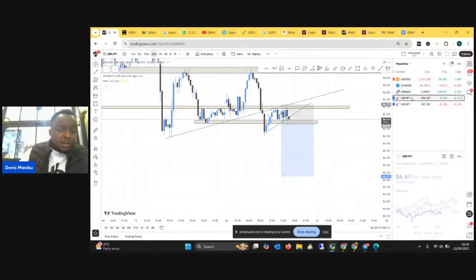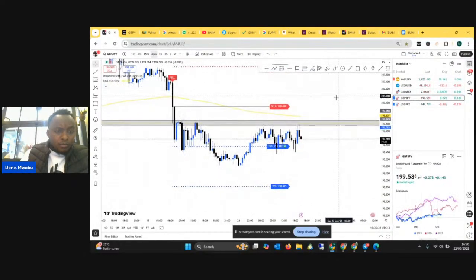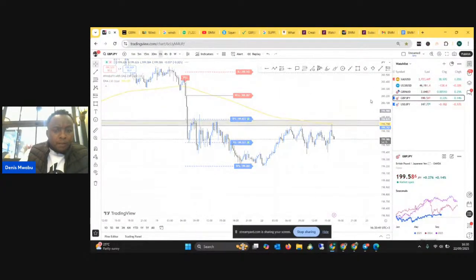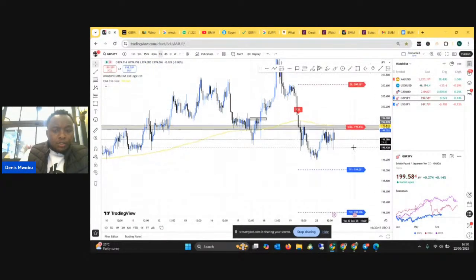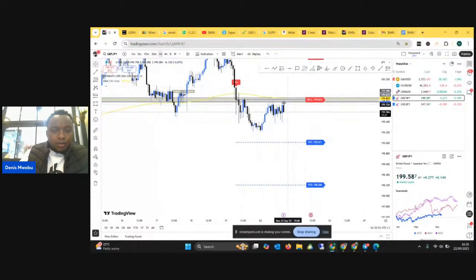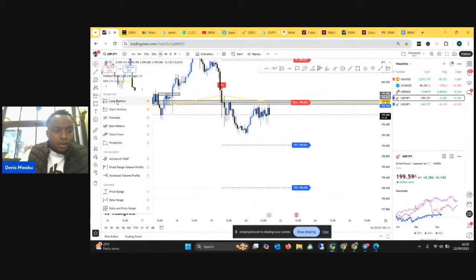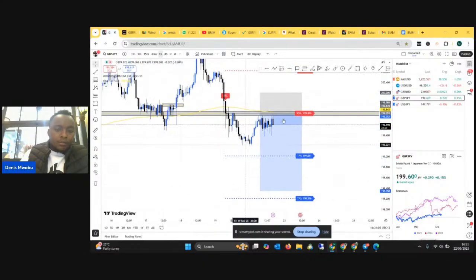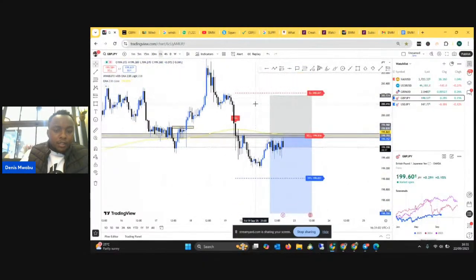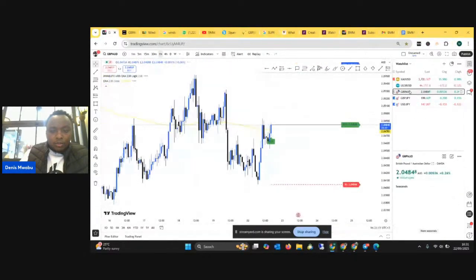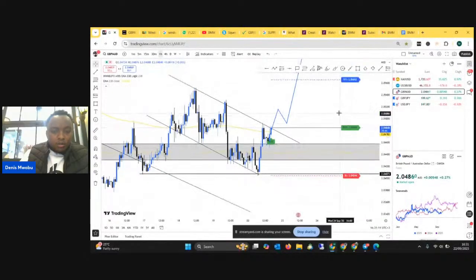The GBP JPY trade, I did not get into that trade. Okay, but it might be dropping also from that area. The only trade I got into was the GBP AUD buy. I did not get into this GJ sell. So I only got into this trade, this GBP AUD buy.